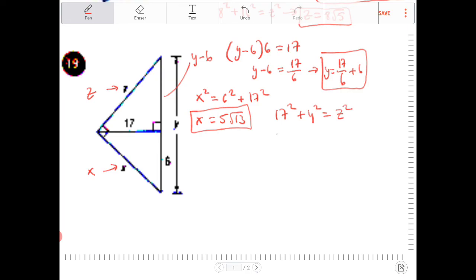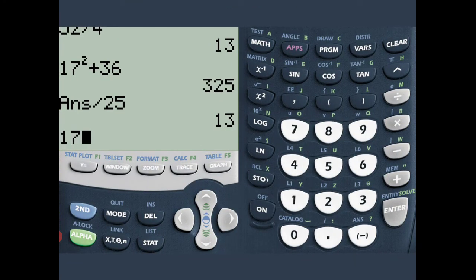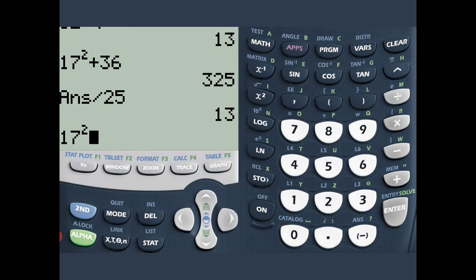Okay, and then 17 squared plus y squared is equal to z squared. Oh boy. Okay, so 17 squared plus y is equal to 17 sixths plus 6, right? So therefore, that will be 36 plus 17 is 53 sixths. And is that anything? Let's see here. 17 squared plus, or times, 36 plus 53 squared.